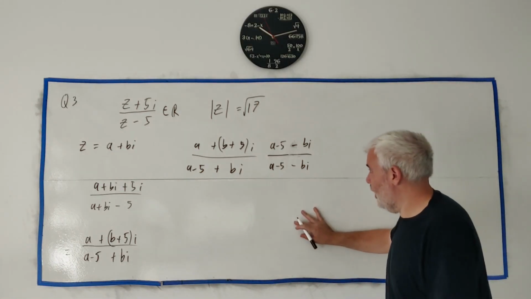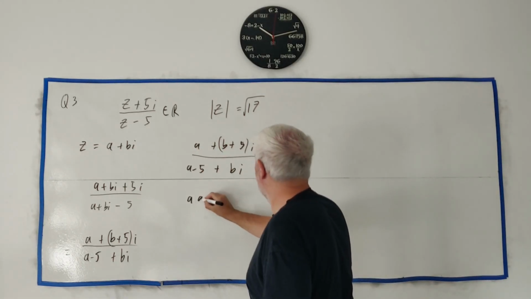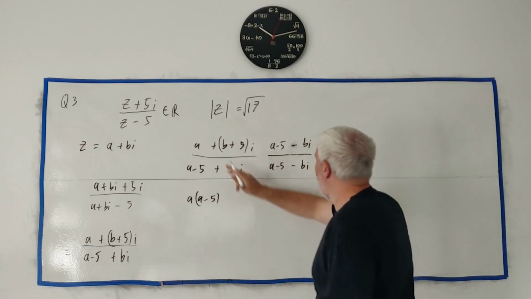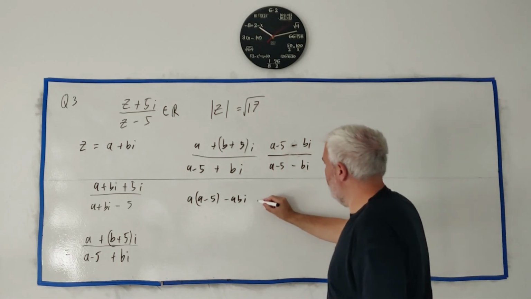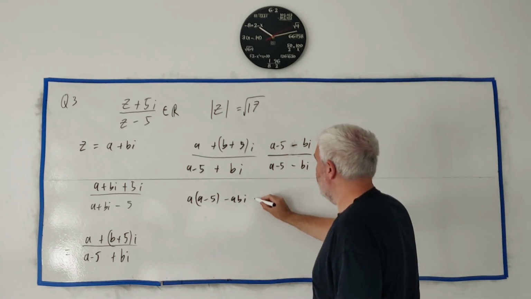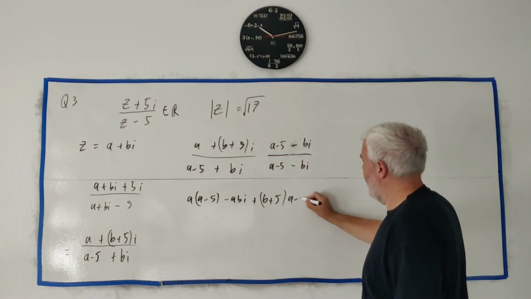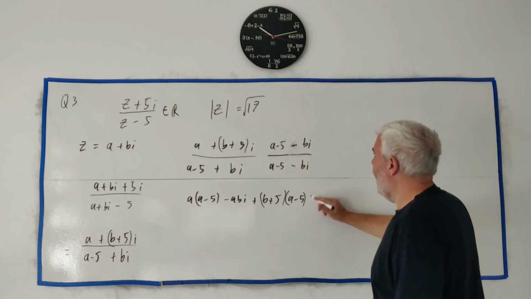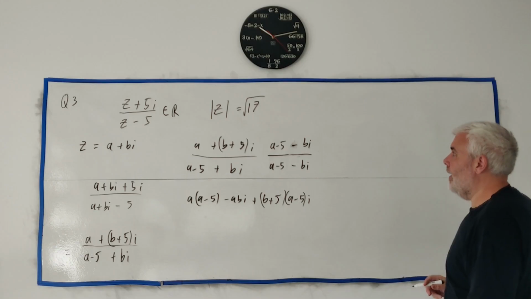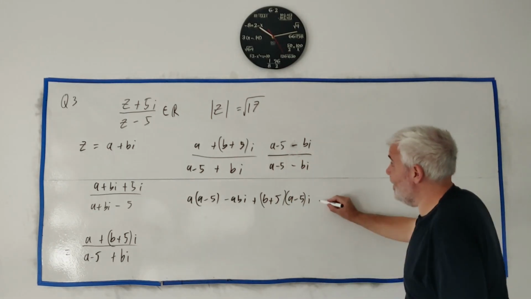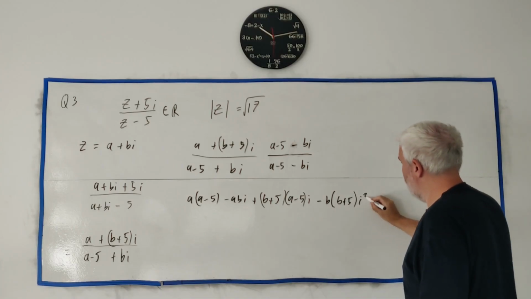Let me go ahead and start multiplying things out then. Top row, real by the real, we get a times a minus 5. Real by imaginary, we get minus abi. Imaginary times real, this is an important one, so I'll write all this out. I'll leave the brackets: b plus 5 multiplied by a minus 5. And that leaves an imaginary number. Sorry, this one's also important. And lastly, imaginary by imaginary. This isn't actually important. We'll just put minus b plus 5 times i squared.